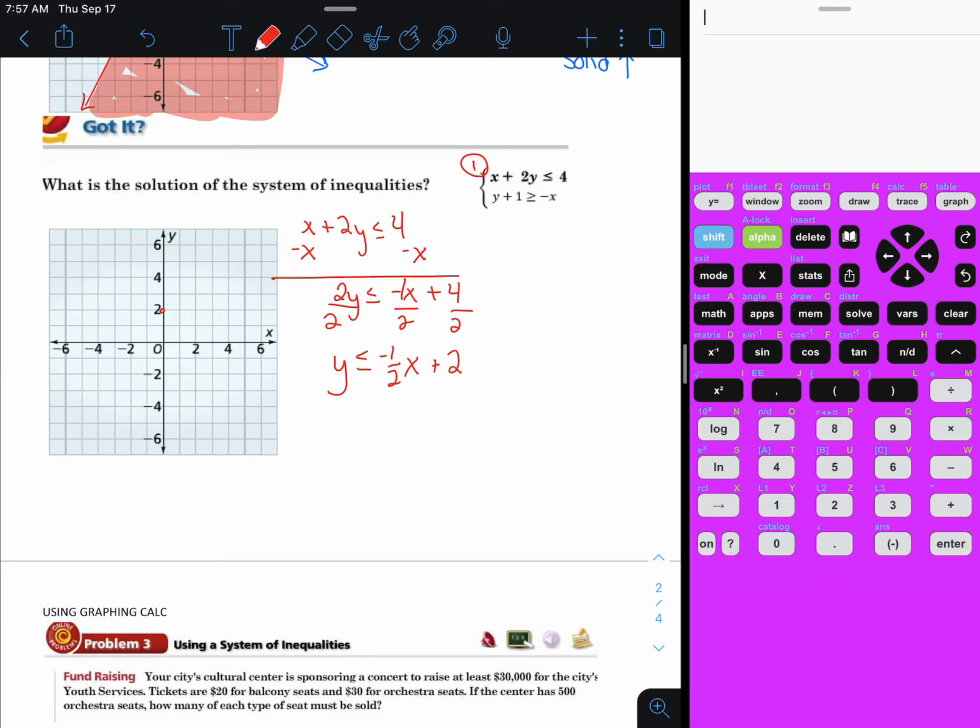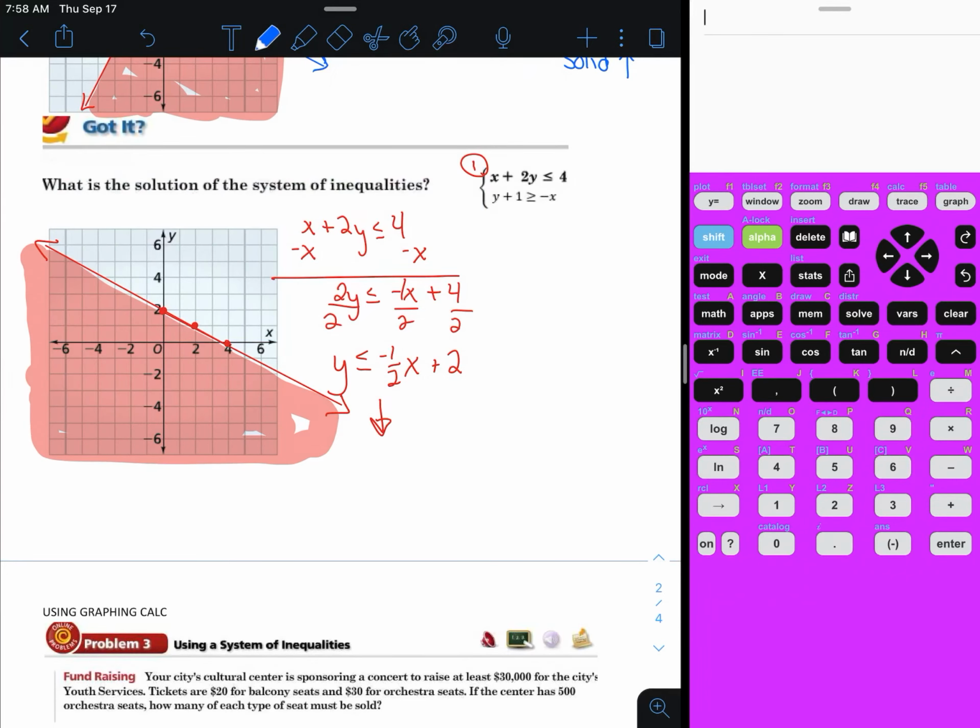Go to positive 2, make your first point. Down 1 over 2, down 1 over 2. Grab your pen. Long hold will make a line. Good. And so this is a solid line because it's equal to, and I'm going to shade below my line. So I'm going to grab my highlighter, change it to red, and shade everywhere below my red line. So anything here is a solution for my red equation.